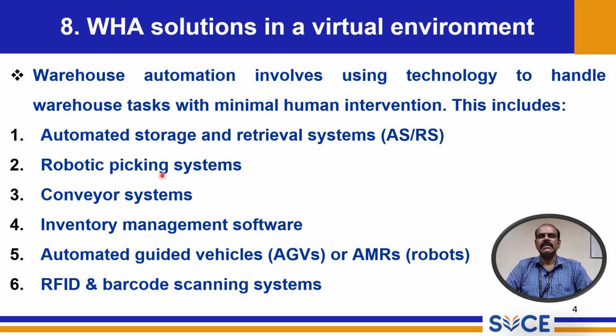Then conveyor systems for the case of intra-bound logistics within the warehouse. For the case of logistics, we just go ahead with some conveyor systems. Again, we discussed a lot about these conveyor systems in the earlier part of unit 3. Then the next case is inventory management software.